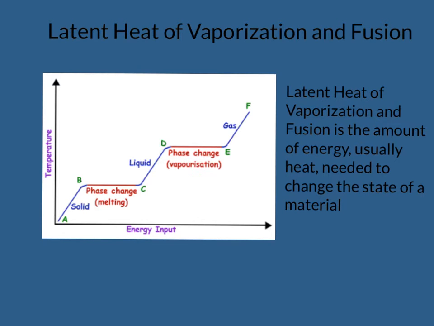Okay, so first we're going to be talking about latent heat, vaporization, and fusion. This is basically the amount of energy, which is usually heat, that's needed to change the state of a material. If you look at the graph to the left, you can see that as energy is added to the material, the temperature begins to increase. But as the state starts to change, the temperature becomes constant. And then as soon as the material finishes changing states, the temperature begins to increase again.